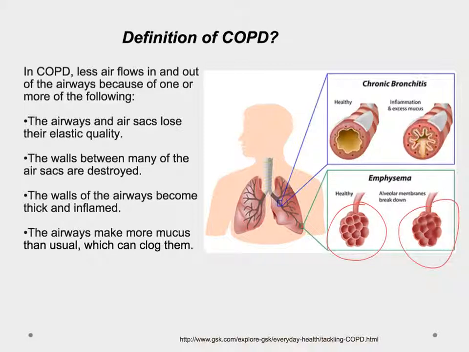This is where they become less elastic and they're just kind of droopy almost. And then the walls between many of the air sacs are destroyed. And you can see the difference here. Here's a healthy bronchiole, and here's when it becomes inflamed and has a lot of excess mucus in it. So again, like I said, this is sort of a visual of what happens with COPD within the lungs.